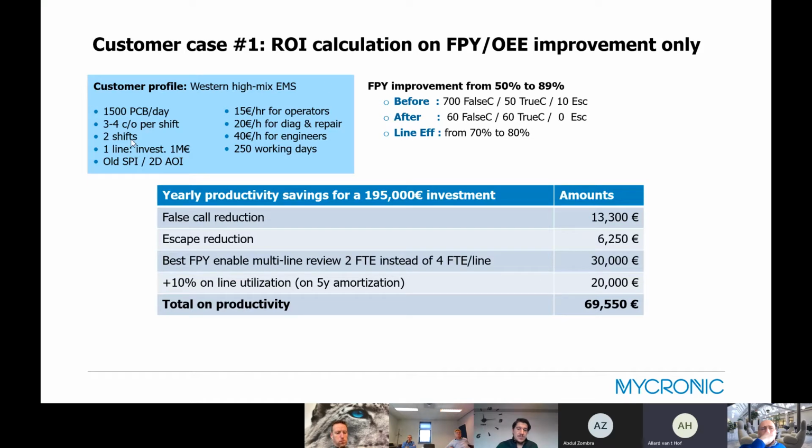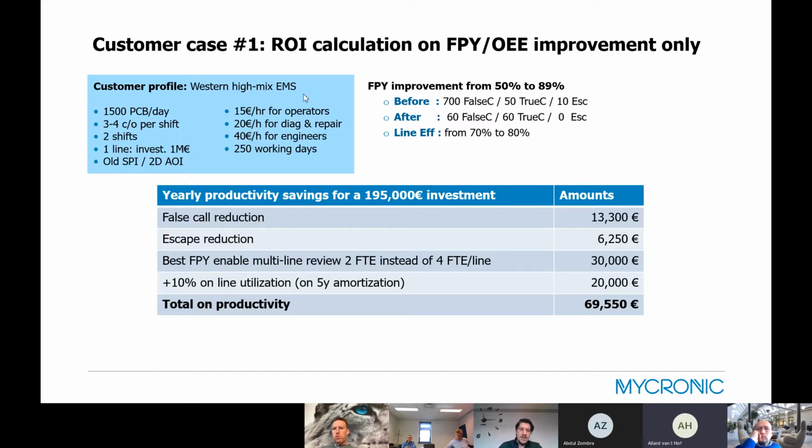The profile of the customers, so these are again some numbers we took from customers. This was a Western European high-mix EMS. This is how he's working. The money people earn here, I don't know if it's comparable to Holland. Maybe, what, 15 euros only for an operator? That's heaven. Yeah, that's the paradise, maybe. But we took, again, an average.